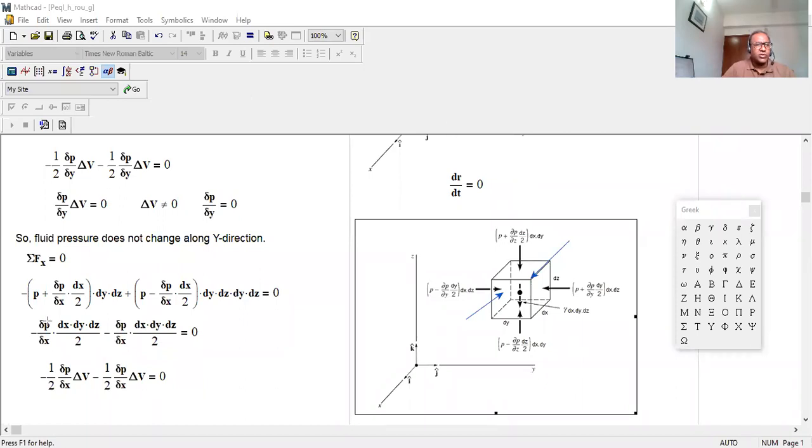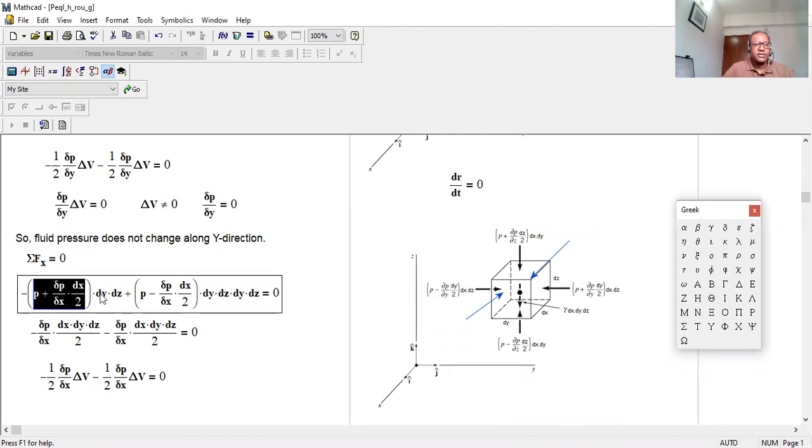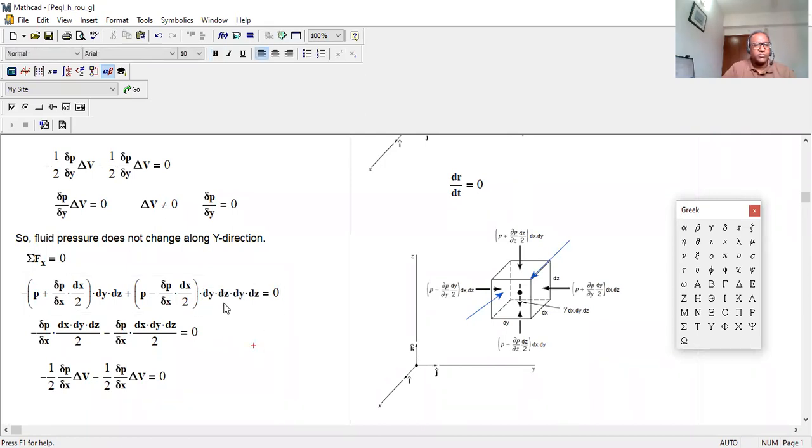Okay. So you see right over here, this is my pressure, this is the area. Similarly, this is the pressure and this is the volume. I put dy, what is this area? dy into dz, right? So why did I put this twice? Okay.